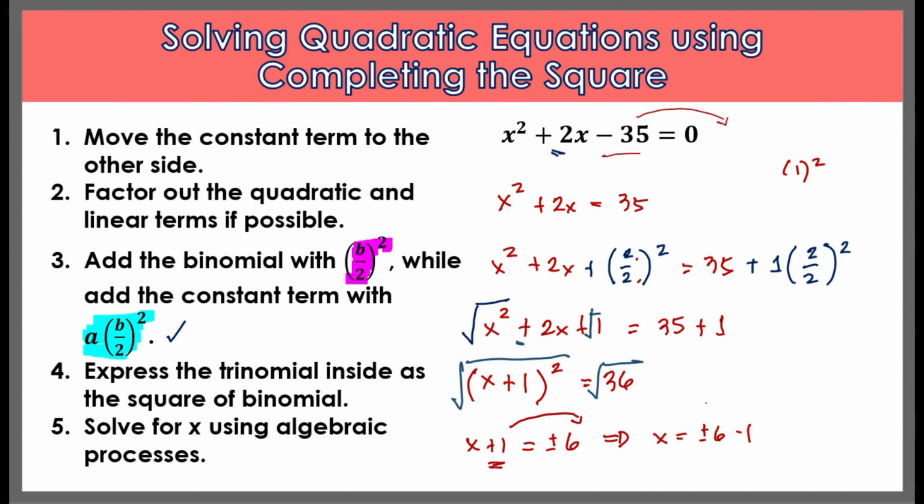And then from this, tayo na po ngayon ay magba-branch out. So, x is equal to 6 minus 1 and the other is negative 6 minus 1. With the first value of x now being equal to 5 kasi 6 minus 1 is 5 and negative 6 minus 1, ito ngayon ay negative 7. So, yan. Those are now the values of x na meron tayo for this quadratic equation.